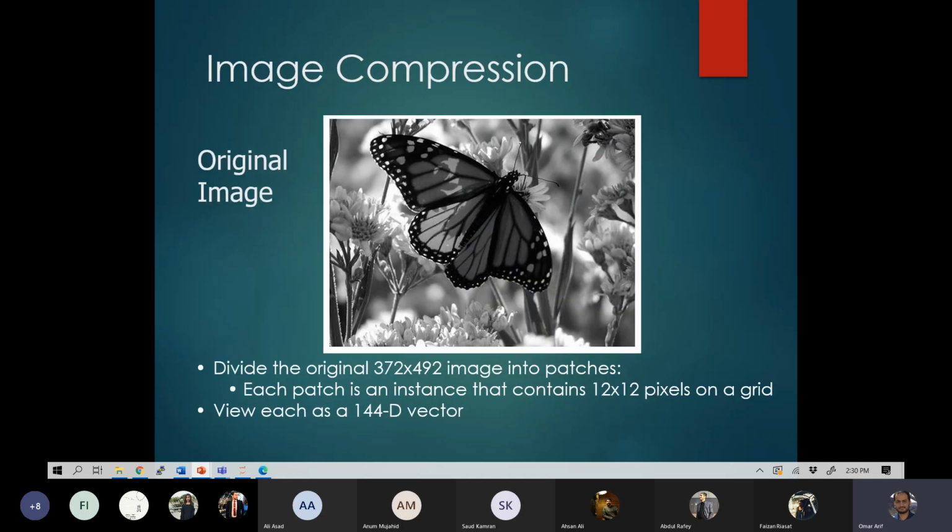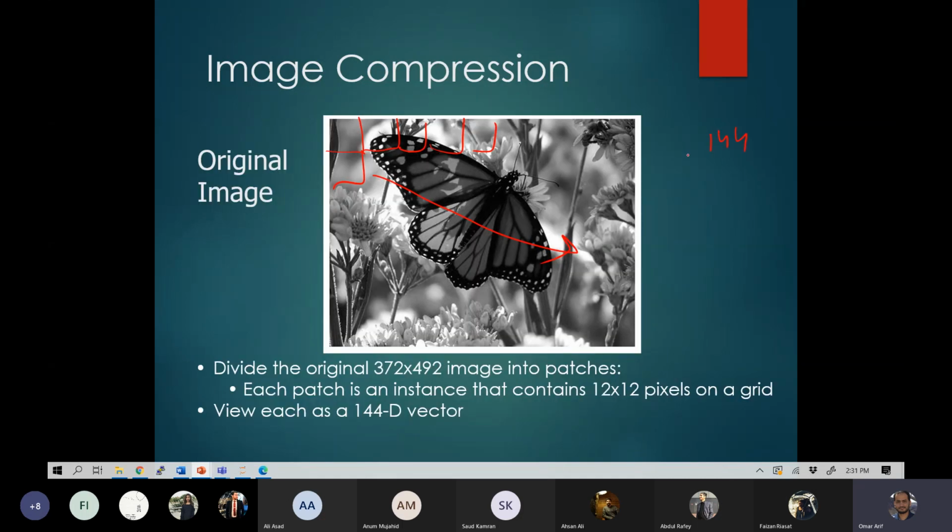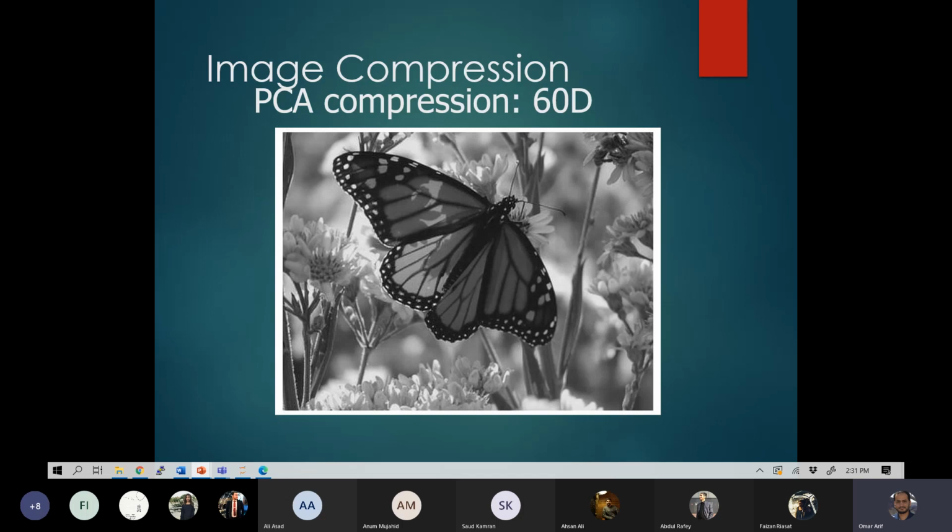The next example is image compression. In this case, what we do is divide the image into different patches, here 12 by 12, okay, the whole image, and then apply PCA on these patches. So 12 by 12 means that each training example is a 144 dimensional vector. Once we apply principal component analysis, instead of 144, we only keep the top 60 dimensions, and then try to reconstruct on those principal components.